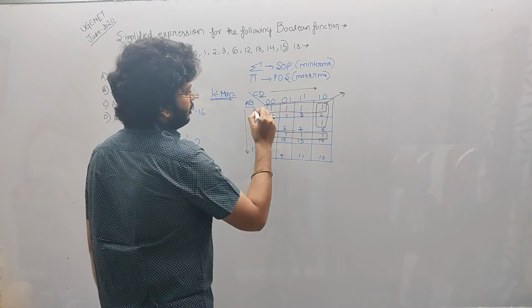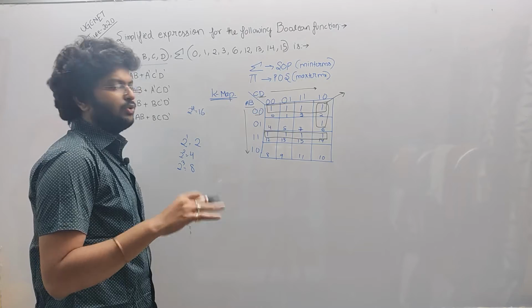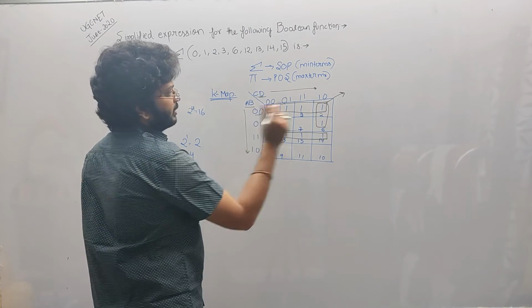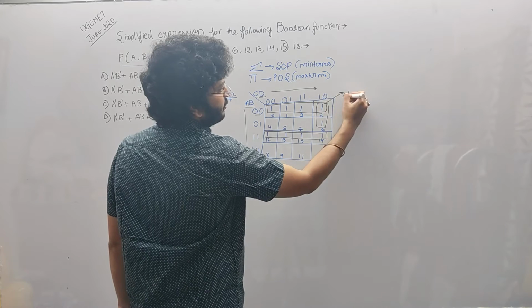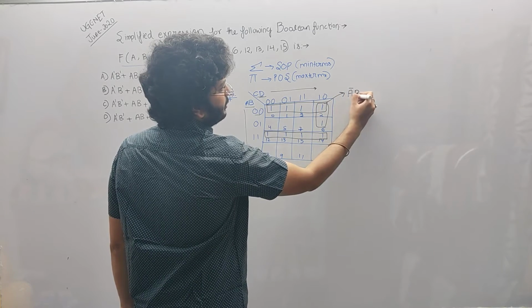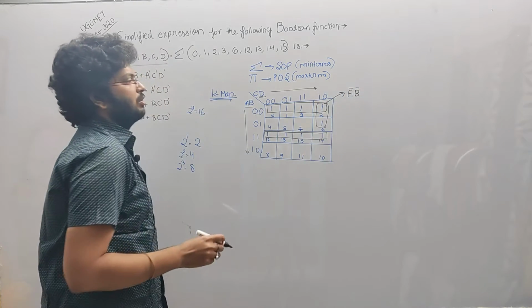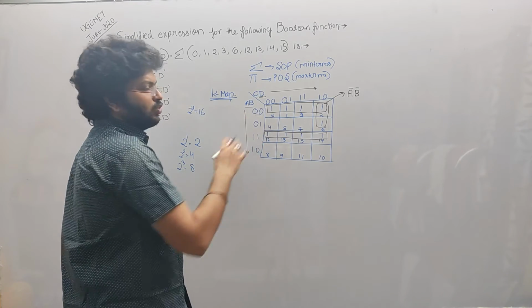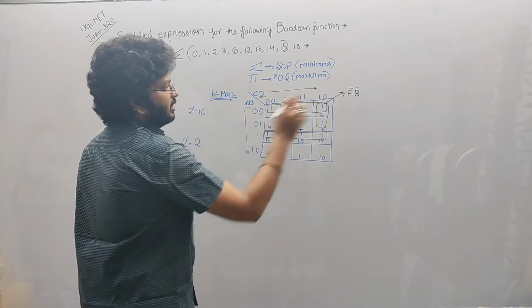For 0 we have to take a complement, and for 1 no complement is taken. So 0, A complement, B complement. So this box will give me A complement B complement, A bar B bar, because in this case 0 is there, no bits are changing. So directly A bar and B bar.